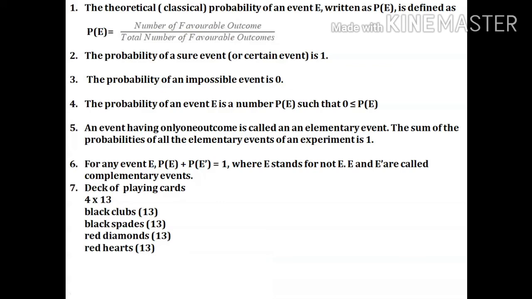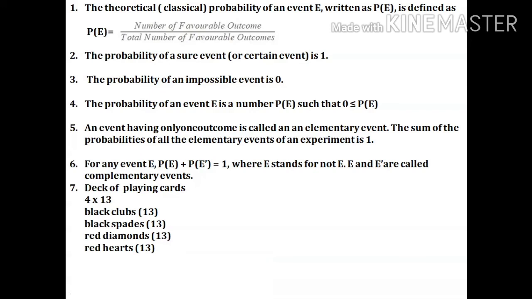An event having only one outcome is called an elementary event. The sum of the probabilities of all the elementary events of an experiment is 1. That means, I told you, if you have more than one outcome, the sum of all the probabilities of all the elementary events of an experiment is 1.